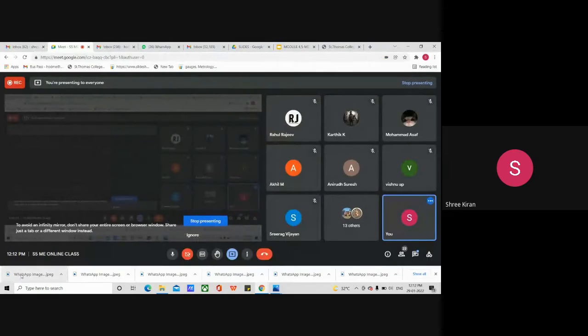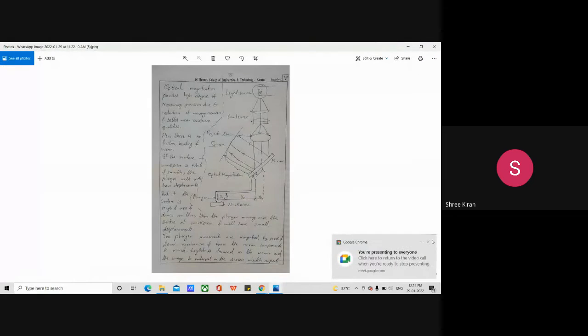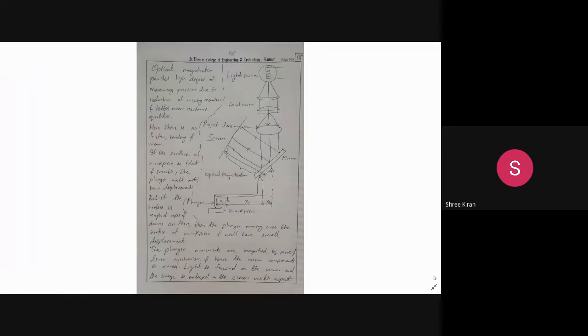This is the figure of a mechanical optical comparator. What we can see is a light source, a condenser, a projection lens, then a mirror, then a screen, and then a plunger and the workpiece. This is how the mechanical optical comparator works. So there are two types: the first one is the mechanical comparator, and this one is the mechanical optical comparator.